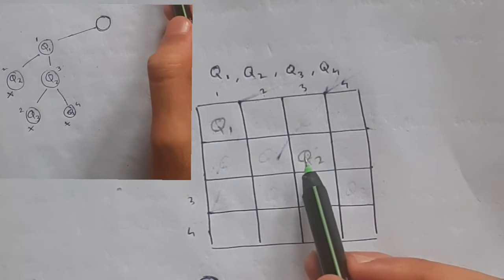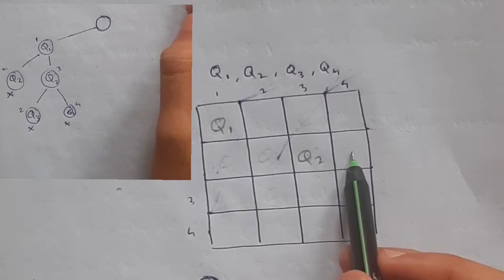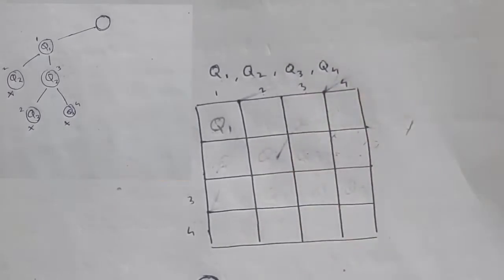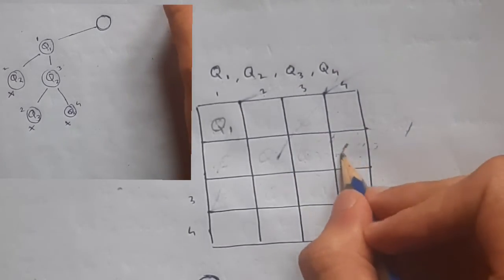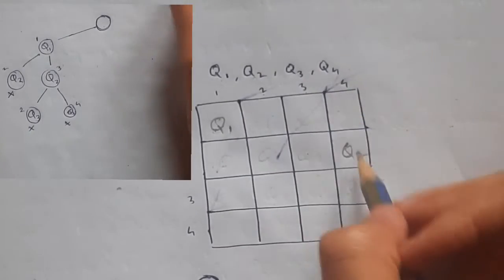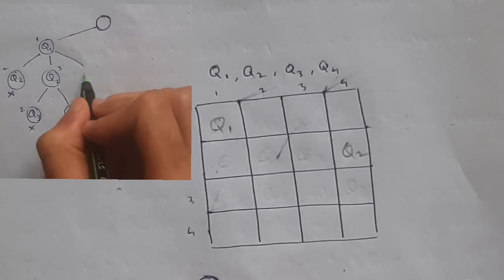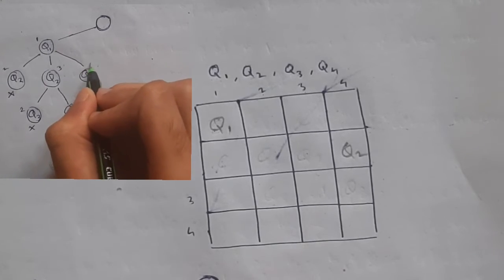So the next possibility of q2 is from here to here, which is in the fourth row, fourth column. So when we place q2 here in the fourth column, we'll be placing the third possibility, which is q2 in the fourth column.